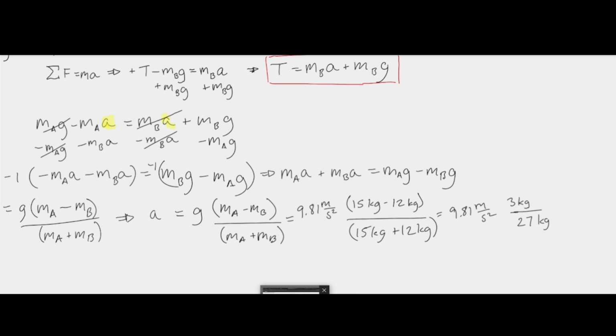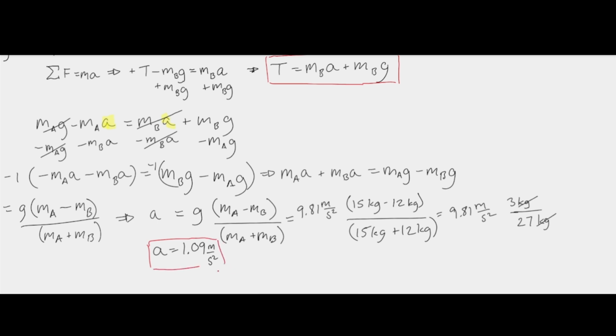And the value I get is 1.09. And remember, what was this? This was acceleration. So this is meters per second squared. We see the kilograms divide out, so that's good. And the value for a now I have equal to 1.09 meters per second squared. And that is the acceleration.